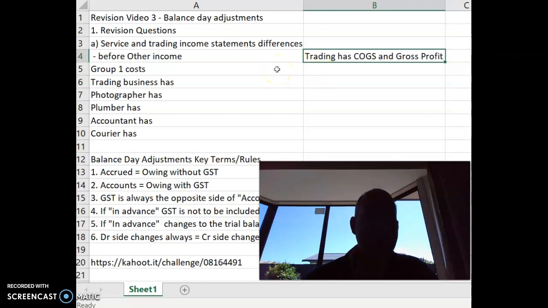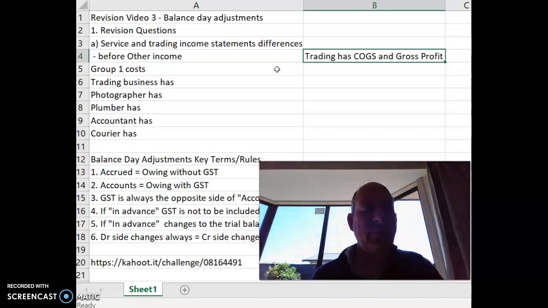The answer: trading has cost of goods sold and gross profit, whereas the other one, service business, just has income and other income. Alright, so press pause after the question perhaps, see if you can work it out, and the answer will come immediately after.